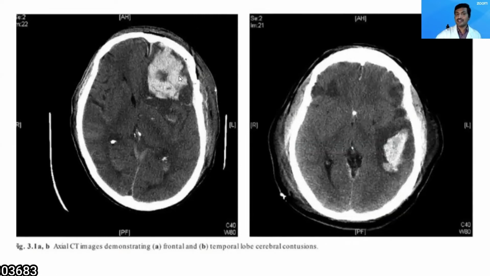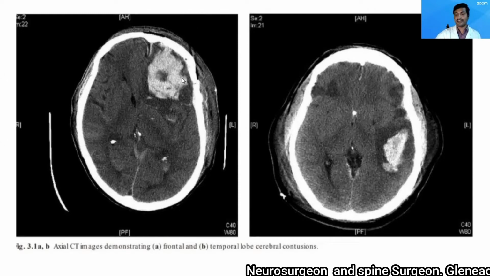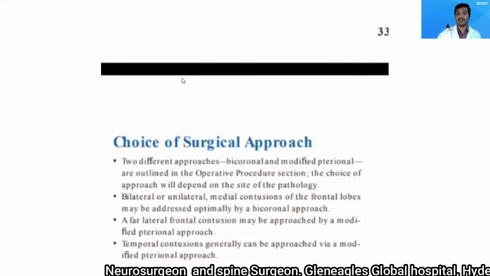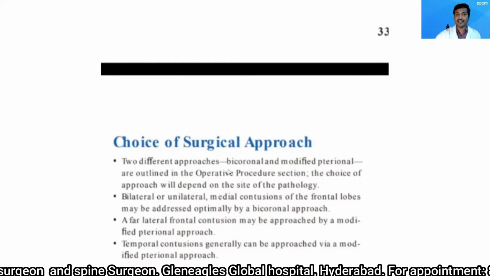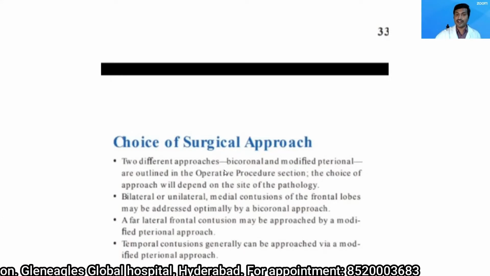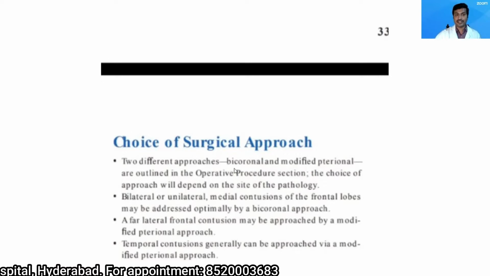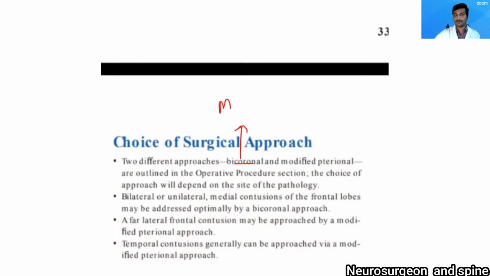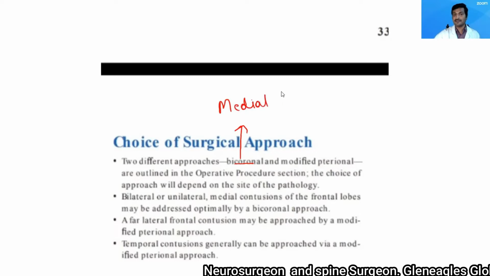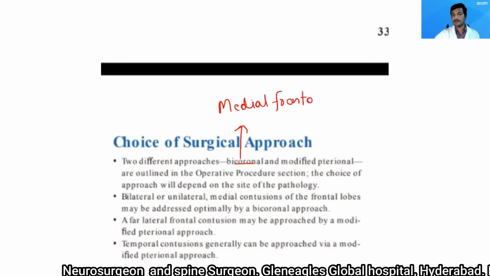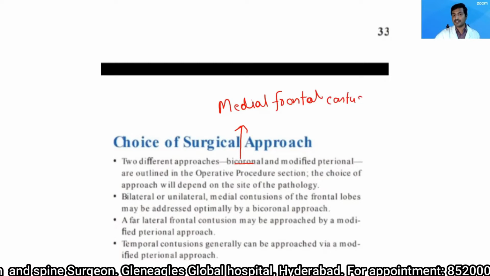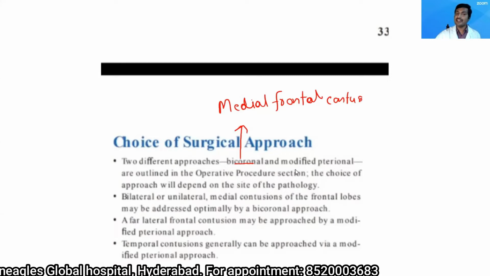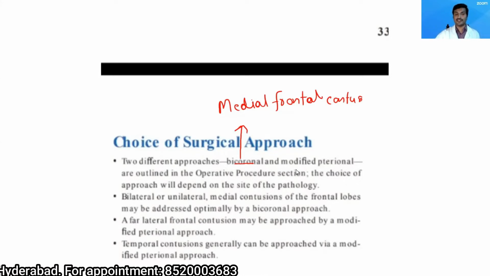This contusion can be evacuated either by the bifrontal technique or even by the modified pterional technique. This session will be discussing the medial frontal contusions which are approached by the bicoronal technique. As I told in my previous session, there are two different approaches, the bicoronal and the modified pterional approach. The bicoronal approach is for medial frontal contusions, and the modified pterional approach is for the lateral frontal and the temporal contusions.